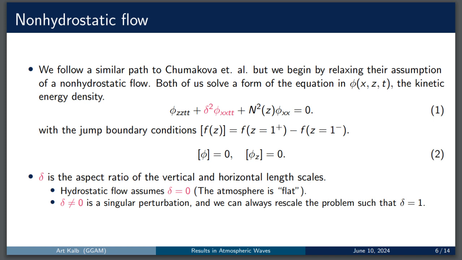We solve a similar equation in kinetic energy density, where x is a horizontal direction, z is the vertical direction, t is time, and n is that Brunt-Väisälä frequency from before. We scale the problem so that the top of the troposphere is at z equals 1. This gives a boundary condition that says that the function is differentiable across the two layers. Our new term in the equation is this term with the parameter delta, the aspect ratio of atmospheric height and length, where hydrostatic flow comes out from having delta be 0. Relaxing this singularly perturbs the problem. As a convenience, we can always rescale the problem so that delta is 1.